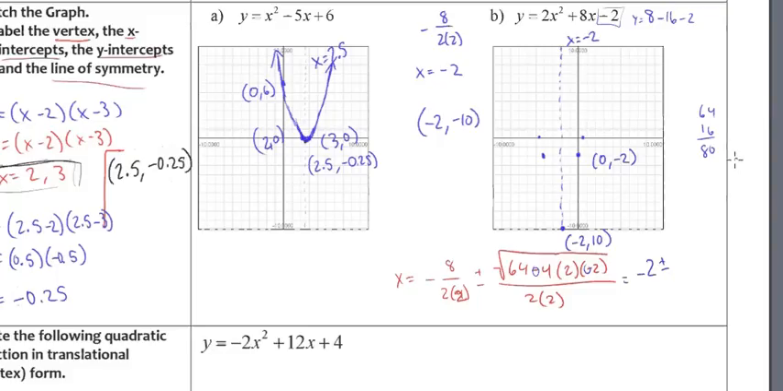and 80 will reduce down, let's see, 4 times 20, which is 4 times 5. So the square root of 4 times 4 times 5. This means a 2 comes out and another 2 comes out, so plus or minus 4, not 2. 4 root 5 over 4. 4 root 5 over 4 is really just the square root of 5.